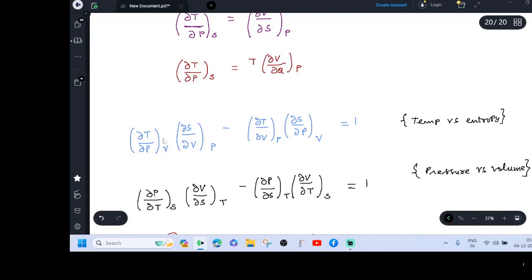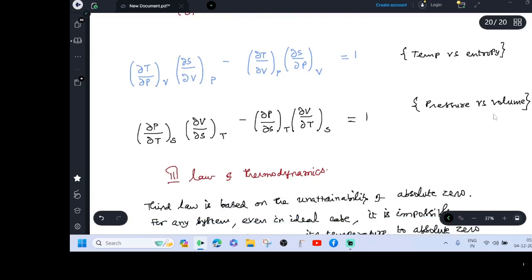Temperature versus entropy. Temperature, entropy, pressure, volume, minus. Then just change the volume and the pressure: ∂T/∂V, ∂S/∂P, which is equal to 1. This is pressure versus volume. PV are the variables present in the numerator, TS. If you interchange, you may get the second term, which is equal to 1.